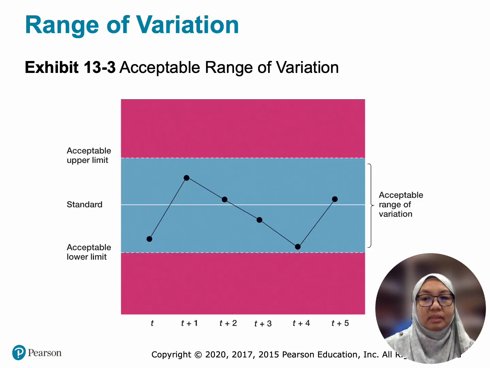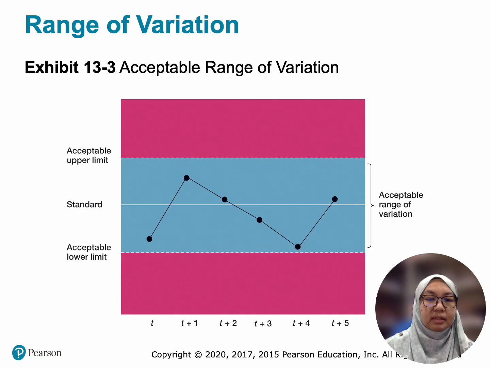So next comes the step in which we compare the actual performance to the standard. Although some variation in performance can be expected in activities, it is critical to determine an acceptable range of variation. For example, the blue area is the standard, which means, for example, for a salesperson, he or she needs to generate 10 sales per month. So within that range.